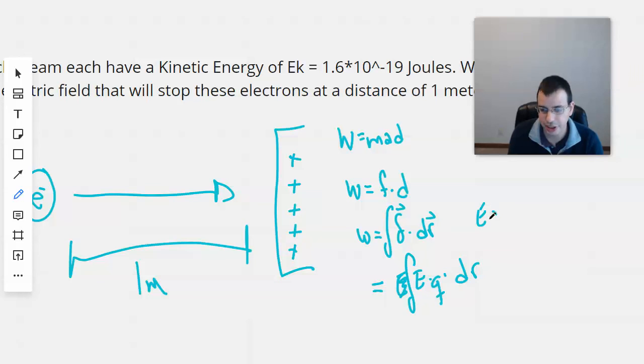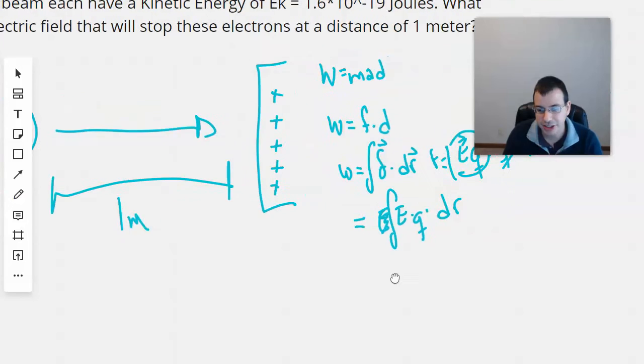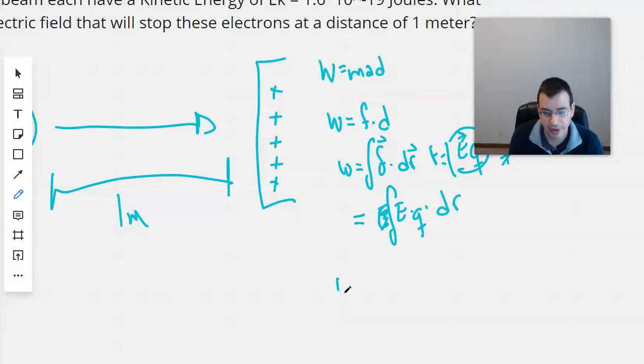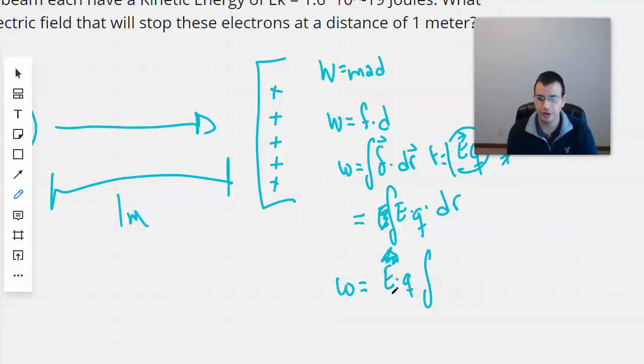So we have the equation force equals EQ plus QV cross B. We have no magnetic field, so this side is 0. We're left with electric field times Q is the force. And since these are constant, we can pull them out of the integral. Work equals E times Q. I'm going to leave off the vector at that point because the dot product of two vectors gives you a scalar, and work is a scalar, which is kind of what we're looking for here.